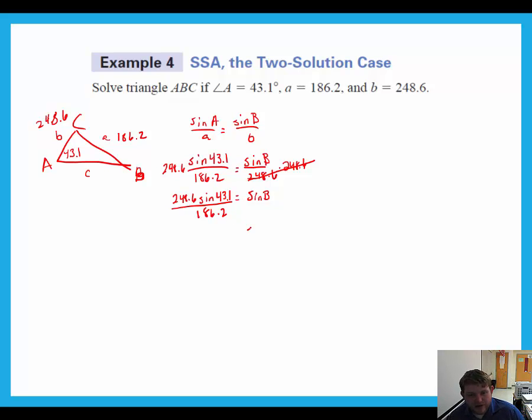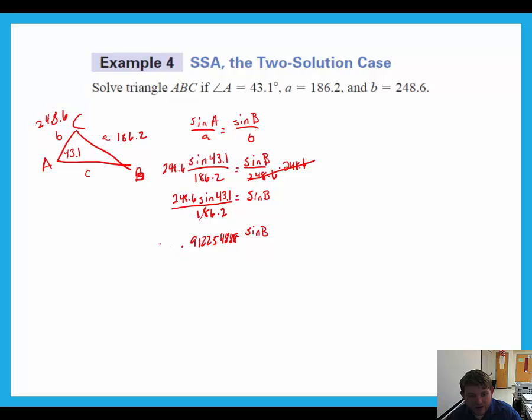So we'll calculate that, and we get that sine B is equal to 248.6 sine of 43.1 divided by 186.2. That's going to be 0.9122548888.